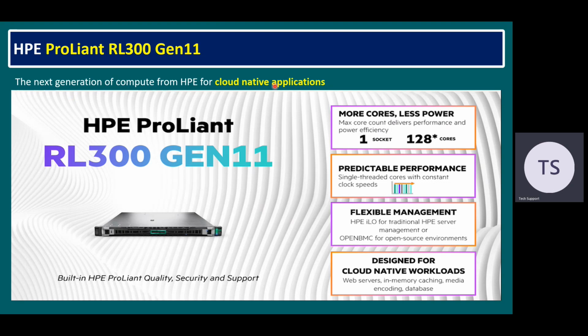These cloud native servers mainly come with one socket and more cores. That means 128 cores, with less power, predictable performance and flexible management. You can manage using HPE iLO, Integrated Lights-Out. For open source environments, you can use the OpenBMC tool. This model is mainly designed for cloud native workloads like web servers, in-memory caching, media encoding and database.